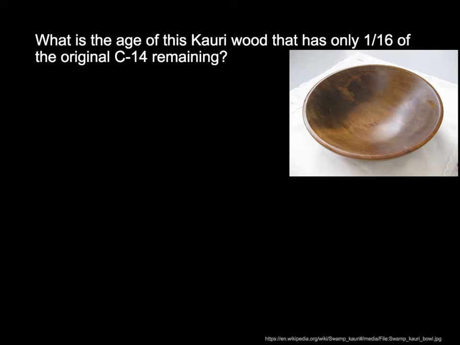In this third carbon-14 example problem, we're again going to be solving for the age of an organism, but in this case we do not know the decay rate of the organism. We know the fraction of original carbon-14 remaining.